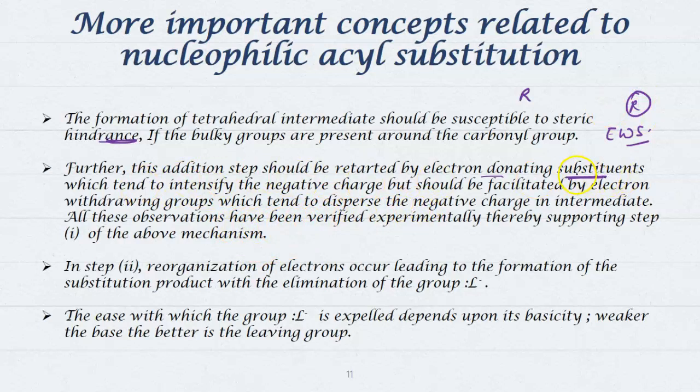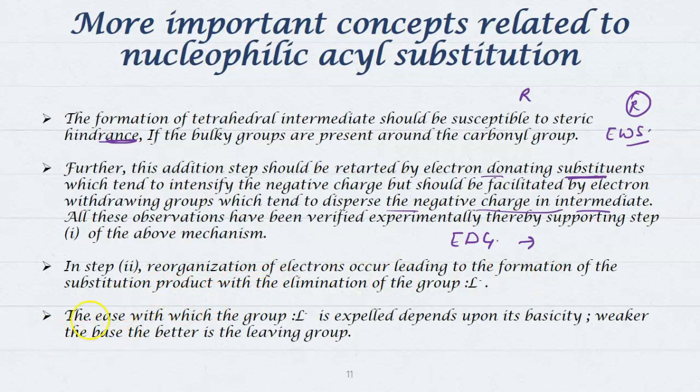Okay, what is the reason behind that? Because your electron withdrawing substituent is going to disperse the negative charge in the intermediate. Okay, so this is the reason, whereas your electron donating group is going to intensify the negative charge, correct? So that is one reason. And in your second step, the reorganization of electrons occurs, which leads to the formation of the substitution product. That is also one thing.